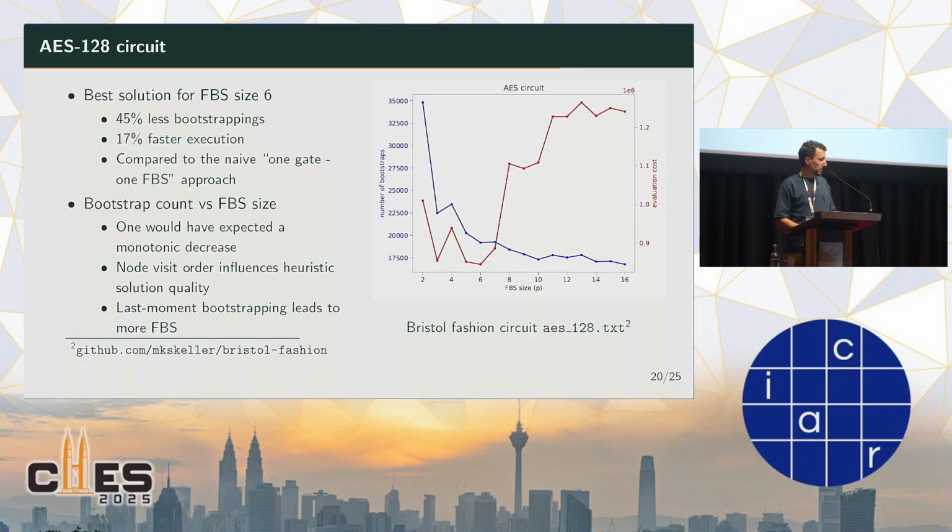Here we can see the two lines. The number of bootstraps is given as a function of the functional bootstrapping size, and in red is the evaluation time. With the heuristic, when we increase the functional bootstrapping size, the number of bootstraps decreases. But the evaluation time at a certain point begins to increase, because the decrease in the number of bootstraps is not sufficient to decrease the execution time of the overall circuit.